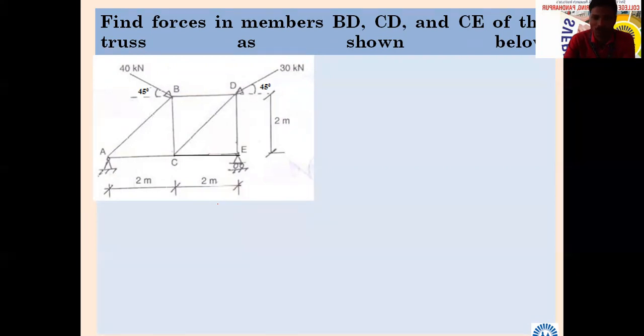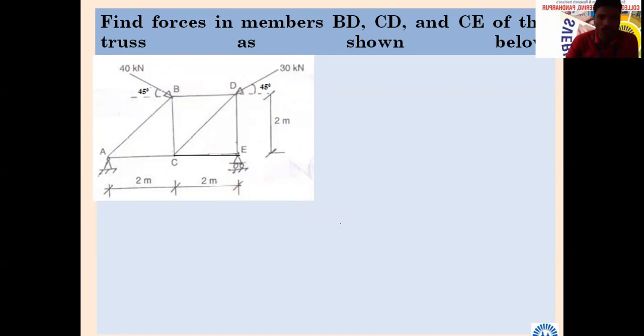So only two methods we are going to see in this. We have seen one method already, method of joint. Today we will see method of section. Are you with me? Yes, sir. So this is the problem statement in which we are supposed to find forces in only three members. Which are they? One is BD, one is CD, and another one is CE. Only three members, not all.